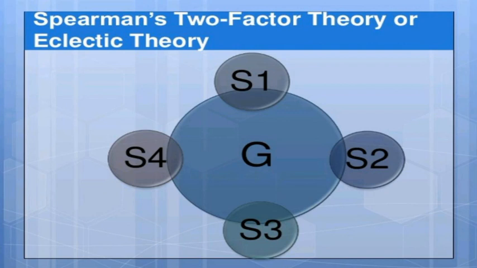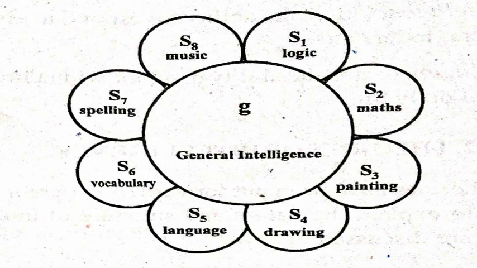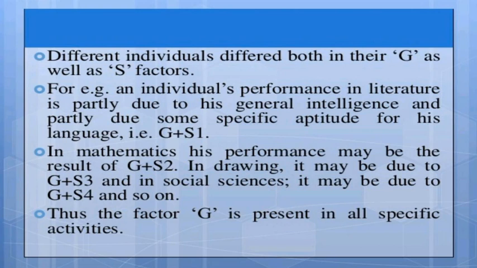Now we can see through the diagram the G factor and the other specific factors. So general factor is seen and so many other specific factors are also seen here. Different individuals differ both in their G factor as well as S factor. For example, an individual's performance in literature is partially due to his general intelligence and partially due to some specific aptitude for his language. So it comes as G plus S1. In mathematics, his performance may be the result of G plus S2. If it is in drawing, it may be G plus S3, and maybe in social science, it means G plus S4. Thus, the factor G is present in all the specific activities.